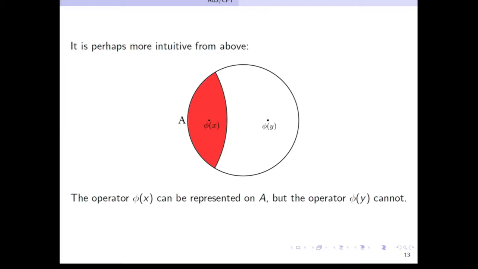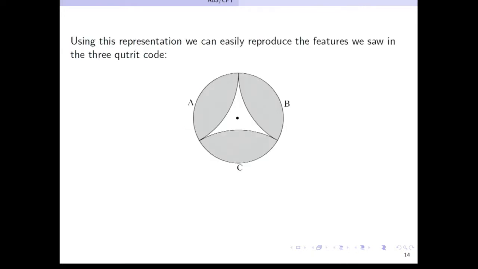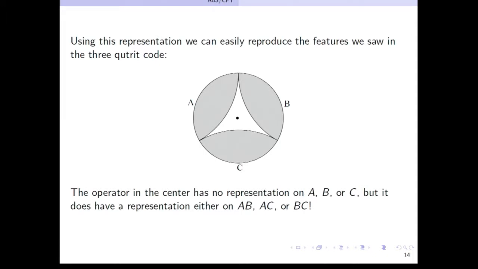Okay. So this is called the Rindler representation of the operator. Using it, we reproduce one feature of quantum error correction. Here I'll reproduce another. So here I cut the boundary into 3 pieces, A, B, and C. And now let's look at this guy in the center here. It's not in the causal wedge of A, nor the causal wedge of B, nor the causal wedge of C. So it has no representation just in A, B, or C. But it does have a representation in either AB or BC or AC.